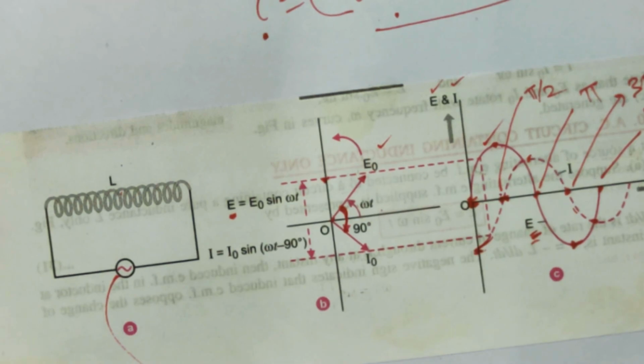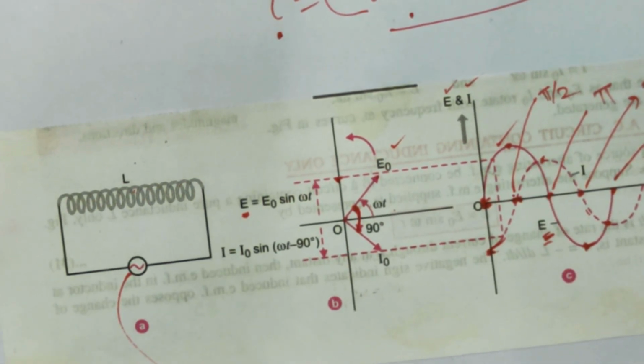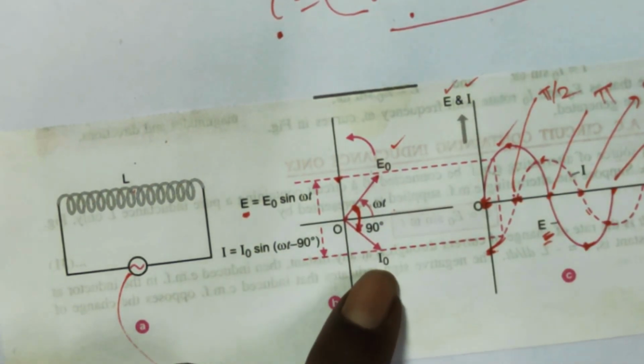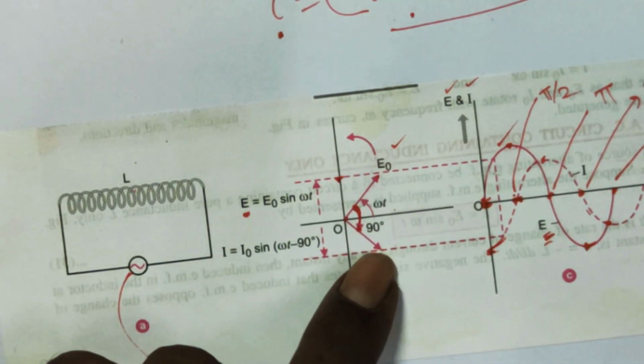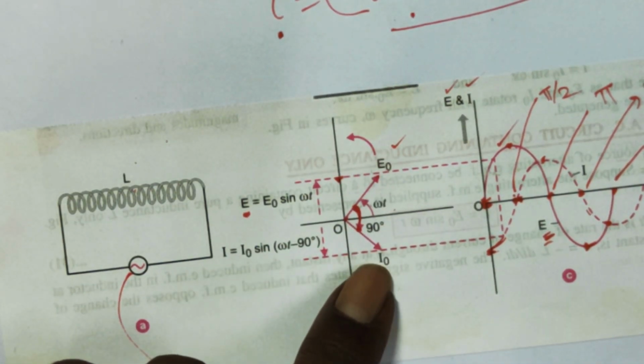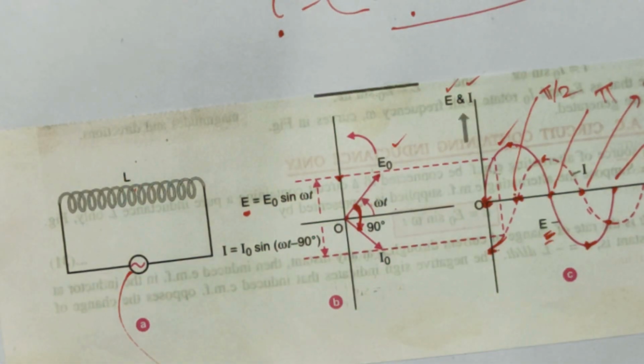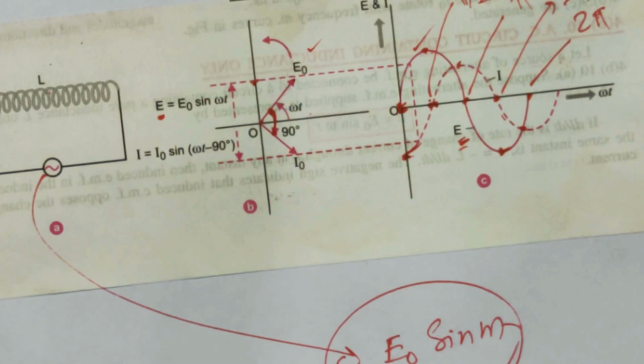So this is the phase diagram for voltage and current in a circuit containing a pure inductor, where the voltage is ahead and the current is lagging behind, or you can say the current is lagging behind the EMF by pi by 2.